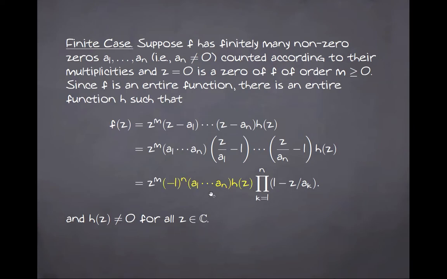So now we'll focus on this term, minus 1 power n, a1 up to an, h(z). If h(z) is non-zero, then this is also non-zero because this is just a constant, minus 1 power n, and a1 up to an, these are just complex numbers which are also non-zero, and h(z) is non-zero. So this whole term is an entire function because h is an entire function, and all this is a non-zero constant. So this whole term is again an entire function which is non-zero.